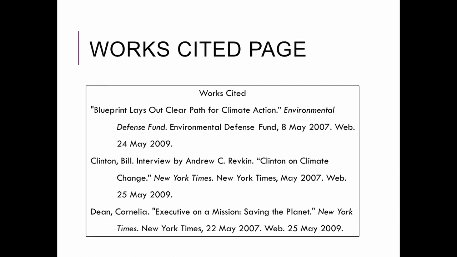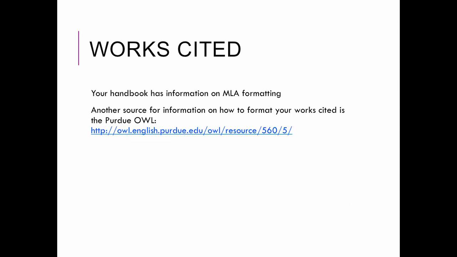Here is an example of a works cited page. If you notice, they are in alphabetical order: Blueprint, Clinton, Dean, B, C, D. The Works Cited page uses what's called a hanging indent, where the first line of the citation is all the way to the left and the other lines in the citation are indented to the right. Notice that the title is Works Cited. It is not bolded, it is not underlined, it's just Works Cited, and the entire page is double-spaced.